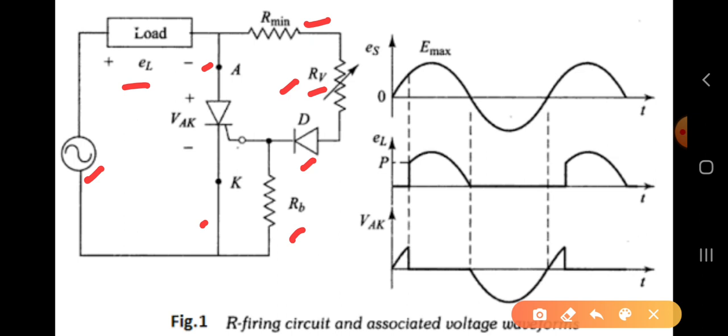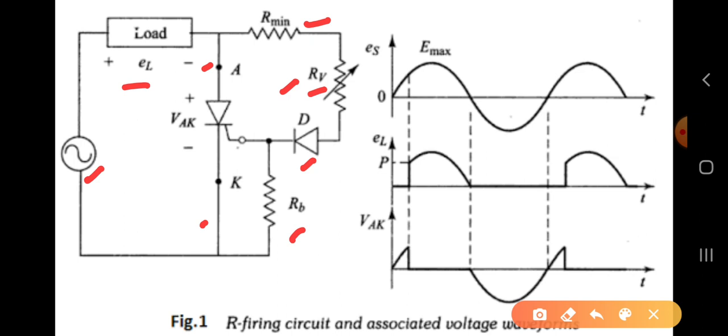How is it going to be used to trigger the SCR? This RV is important because the name itself tells that it is R triggering. So we are using this resistor to trigger. Now how are we going to use this resistor to trigger? This is a variable resistor, remember, and we have to vary the value of the resistor by rotating its knob.